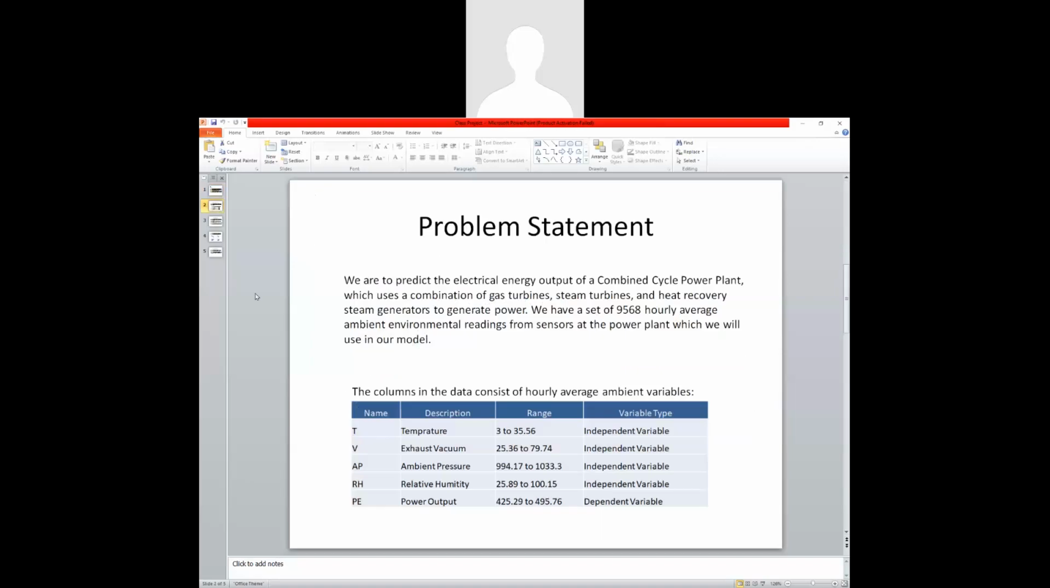So our problem statement: we were to predict electrical energy output from a combined cycle power plant, which uses a combination of gas turbines, steam turbines, and heat recovery steam generators to generate power. We were given a set of 9,568 hourly average ambient environmental readings from sensors at the power plant, which we'll use in our model. I'm not going to drain the slide on this one to show you the abbreviations.